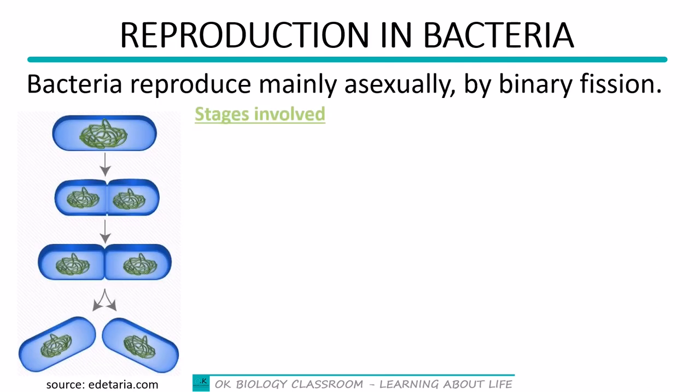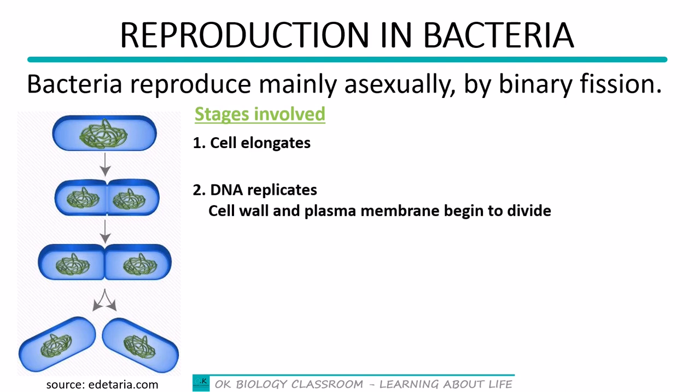So the first stage we are going to talk about is when the cell elongates. So the cell would increase in length, or would be longer than its actual length. And after that, the DNA replicates. DNA replication means the DNA making a copy of itself. So here we see the DNA molecule which has replicated. So there are two of them. So it has made a copy of itself.